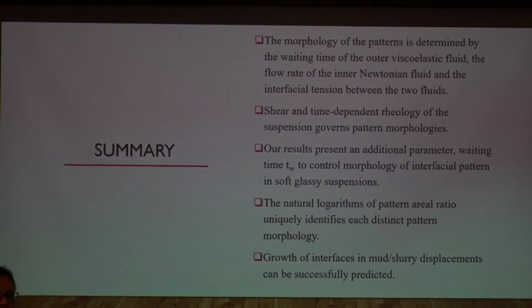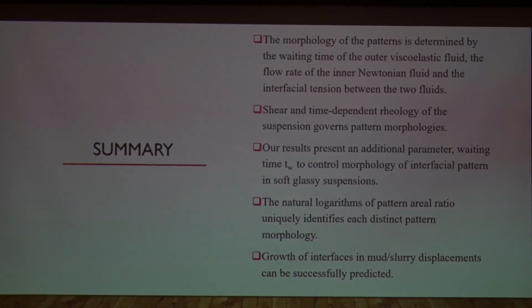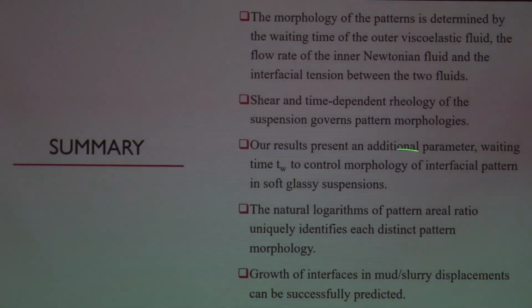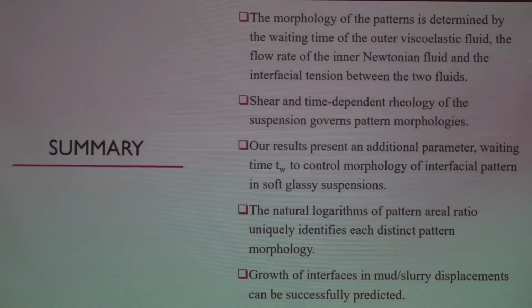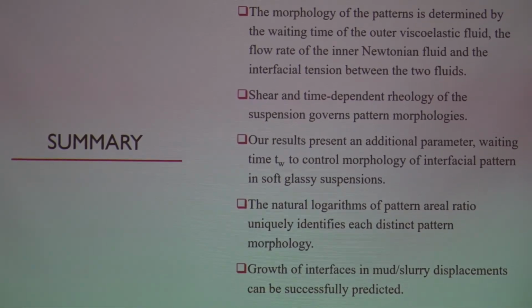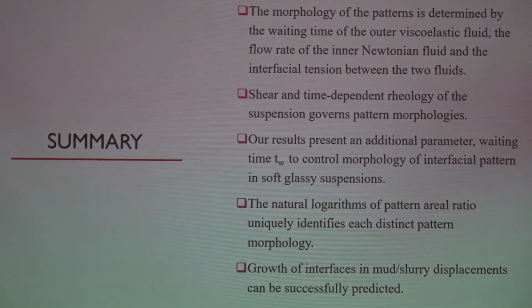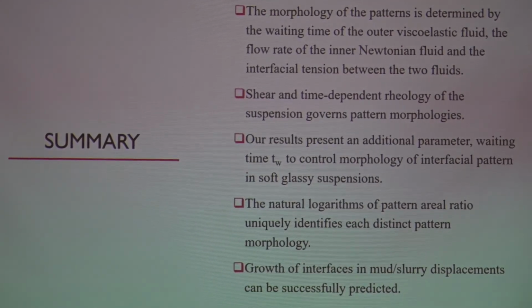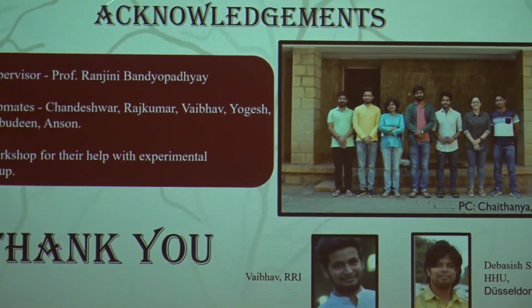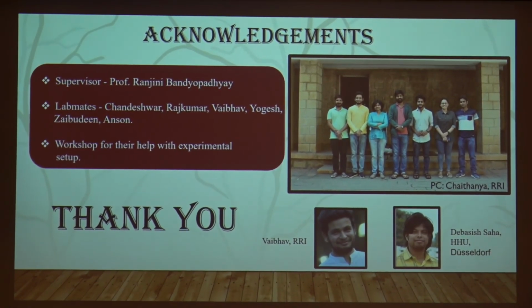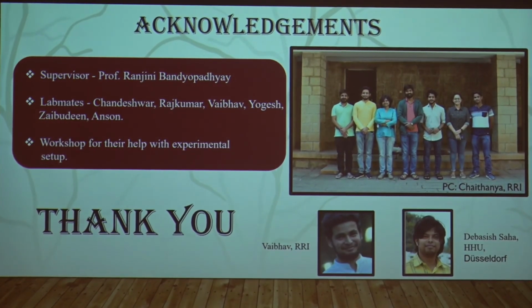This is the first time the aging time of clay suspensions has been used to control these instabilities. We propose that this can be a reliable control parameter in future to control these instabilities. And of course the pattern areal ratio, just the ratio of the area of the pattern to the area comprising it, can segregate the whole wide range of morphologies. Plus this study can help in predicting the interfaces in the case of mud and slurry displacements.